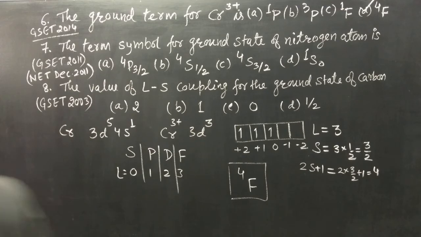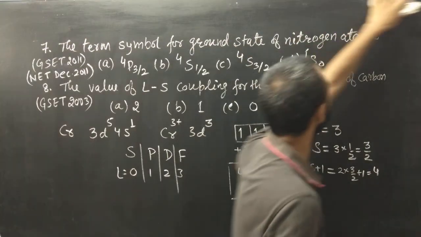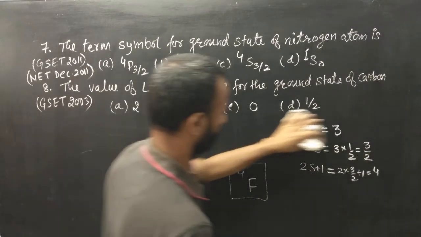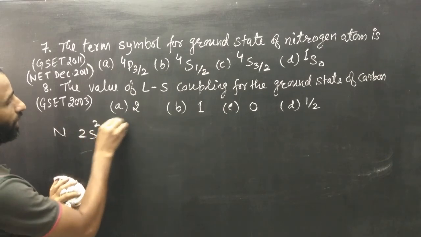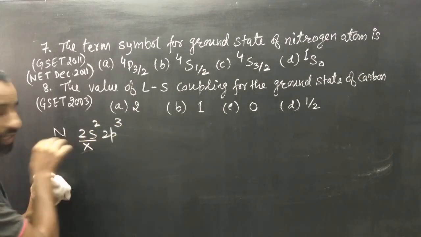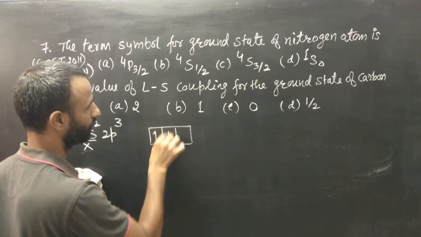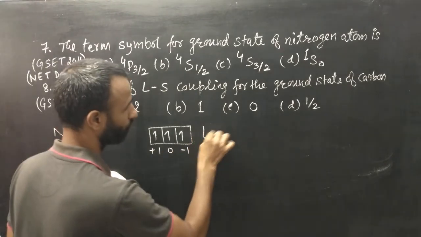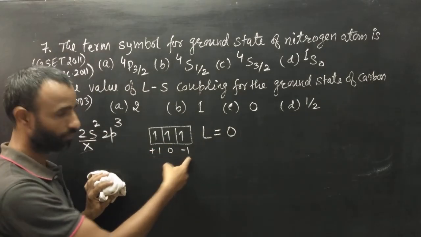Next question is, the term symbol for the ground state of nitrogen. So you know, for nitrogen, what is the electronic configuration? 2s2, 2p3. Fully filled shells or subshells are discarded. So what is left? 2p3: 1, 2, 3. Exactly half filled, +1, 0, -1. So for exactly half filled, L comes out to be 0.